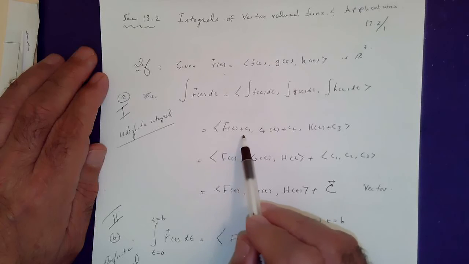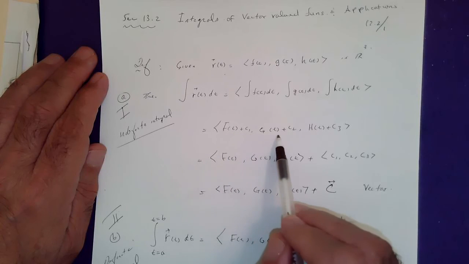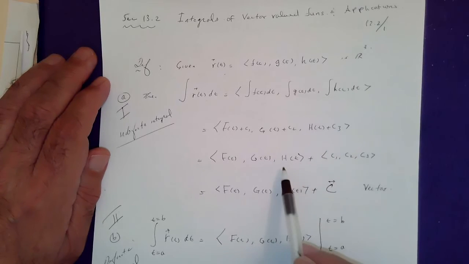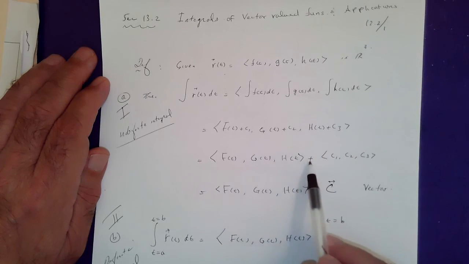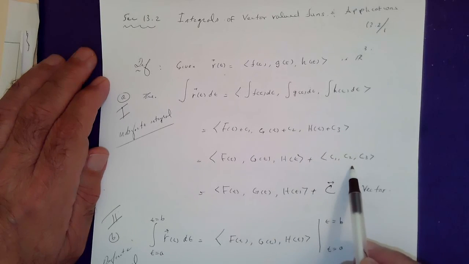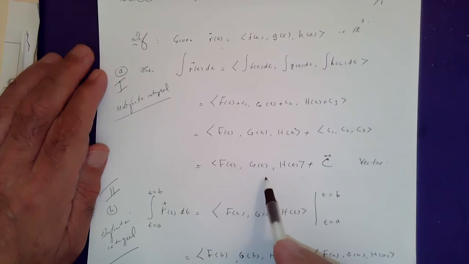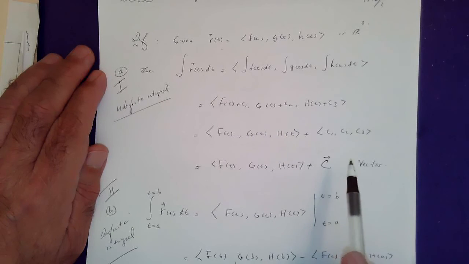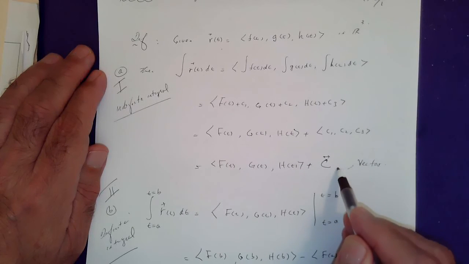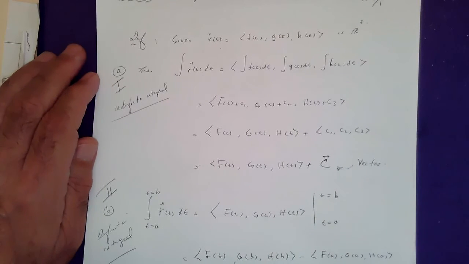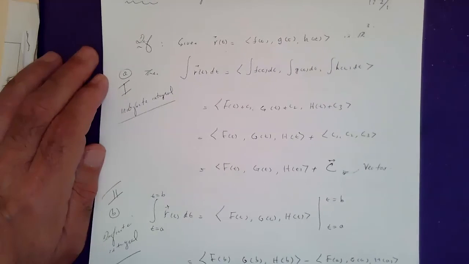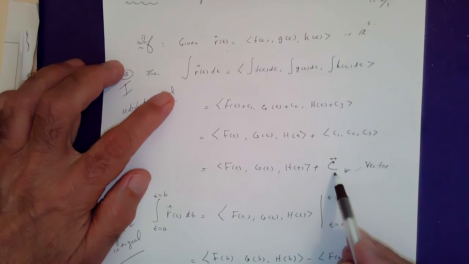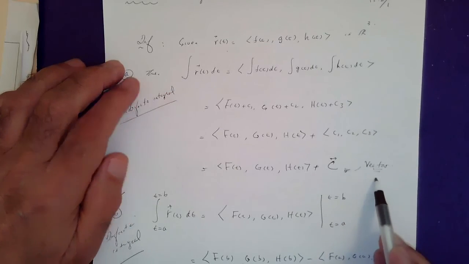Do you see it? So here you get capital F of t plus c1, capital G of t plus c2, capital H of t plus c3. However, I can rewrite this as the sum of these two vectors, and lo and behold, the answer is a vector which contains all the antiderivatives of those three functions plus c, but notice c is a vector. Do you see it? So the constant of integration for integrating vector valued functions is not a number, it's a vector.